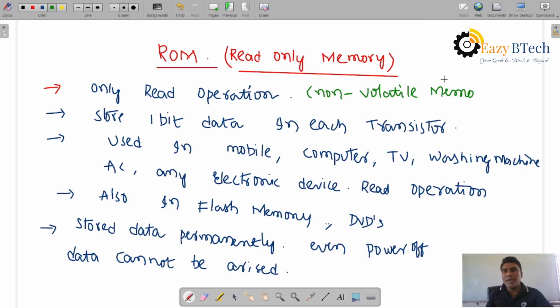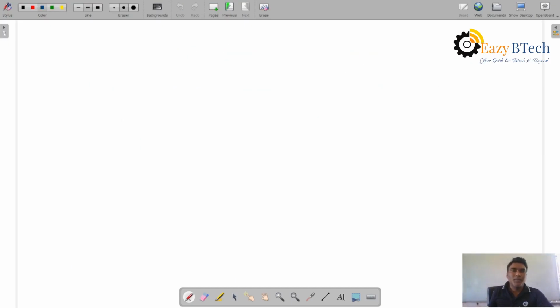So how can we design it? Let us see how the non-volatile memory will be designed. Let us see ROM design. How it will be designed. You can see this one.